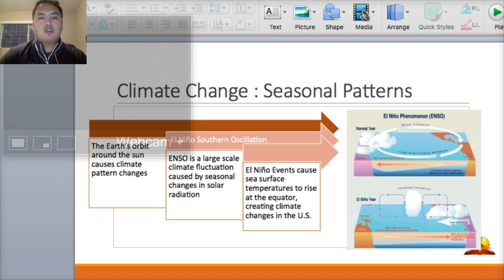So because of the Earth's orbit around the sun, depending on the year, we get these climate pattern changes. One of the more familiar ones, especially here to us on the West Coast, is called El Nino, or the official term is El Nino Southern Oscillation, or ENSO. ENSO is a large-scale climate fluctuation caused by seasonal changes in solar radiation. So again, we are warmed up by the sun, and depending on our tilt, where we are, time of year, it's a little bit different.